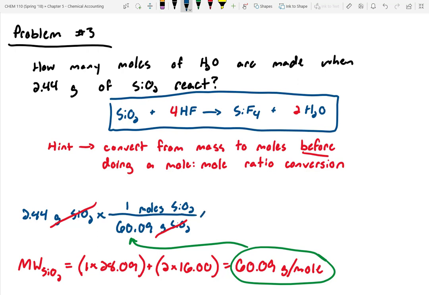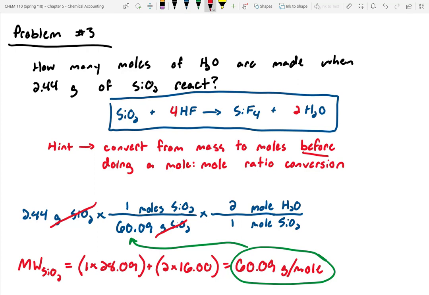Okay, so now we're in moles of silicon dioxide, but what we want are moles of water. So we need to cancel out moles of silicon dioxide. So I'm going to go ahead and do moles of silicon dioxide down here. That way the moles cancel out. We want moles of water to be our final unit. So now we have to figure out what number goes where for this mole to mole ratio. What do you think? 1 mole of SiO2 makes 2 moles of H2O. Yep, so 1 mole of SiO2 makes 2 moles of water. We saw that from our balanced equation. So we plug in 1 on the bottom and 2 on the top.